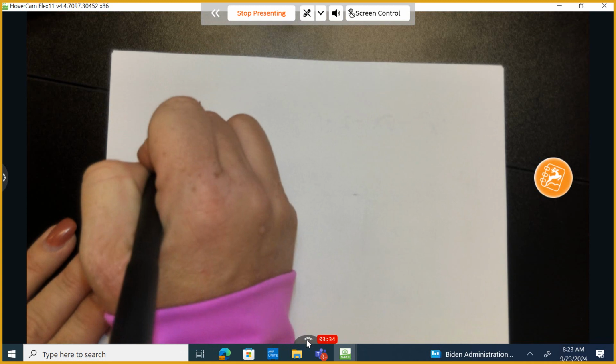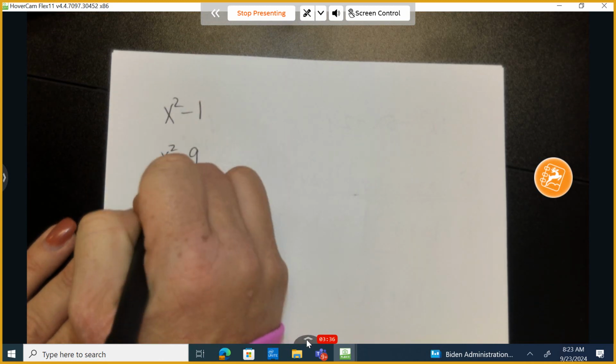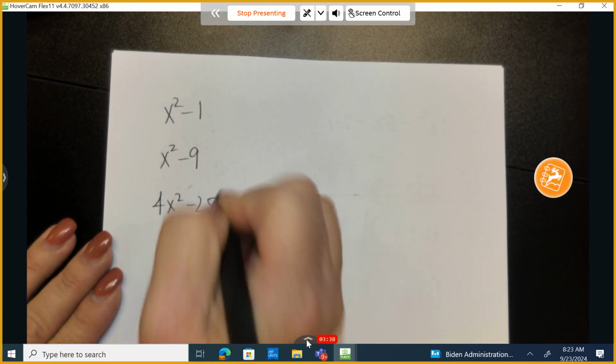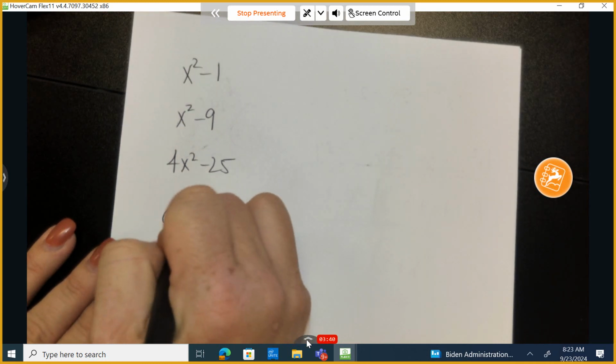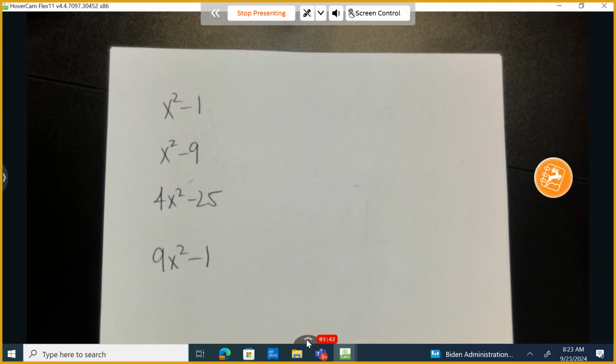x squared minus 1, x squared minus 9, 4x squared minus 25, 9x squared minus 1. We can apply what we learned Friday, which is the difference of squares. This is a freshman level concept, and we're going to be applying it to taking expressions and fully factoring them.